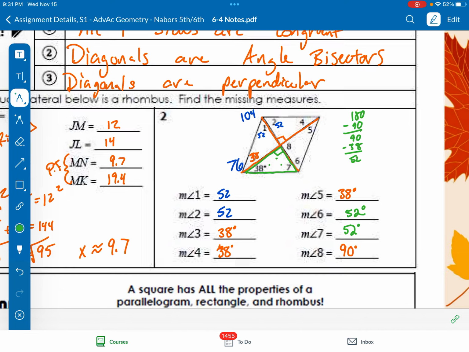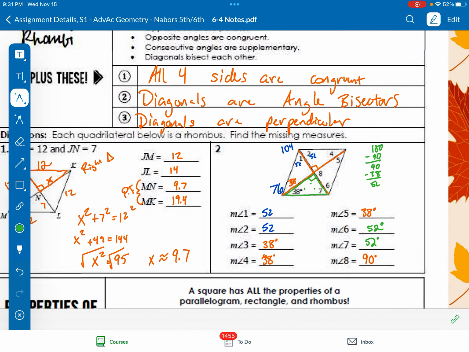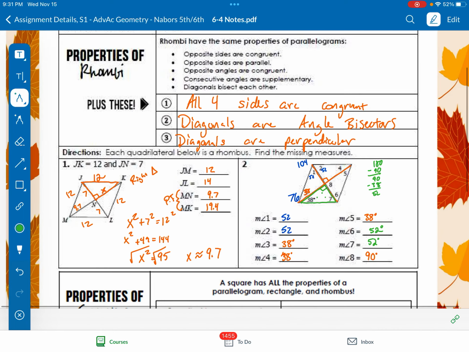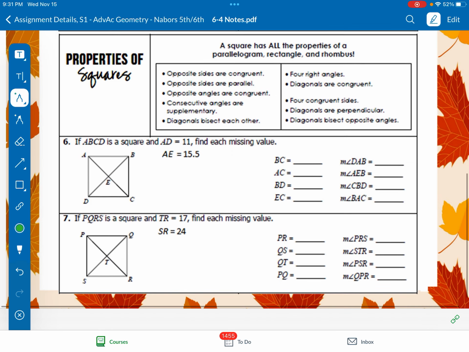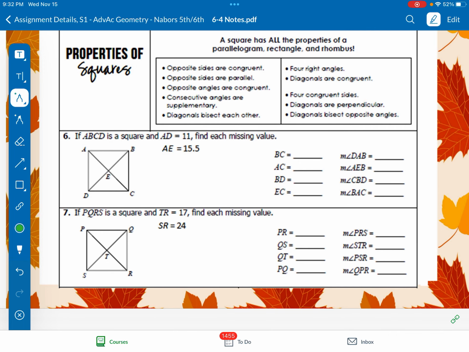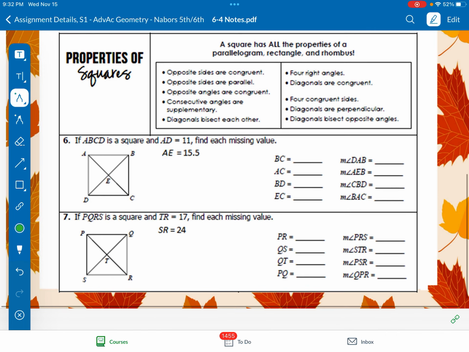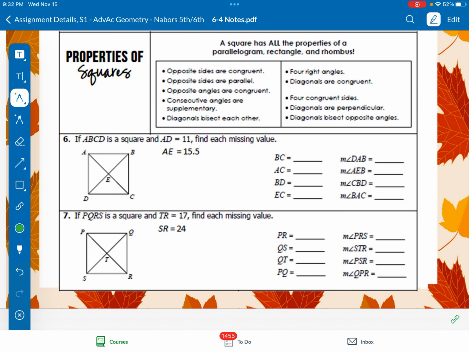All right, so that's what we need to know about a rhombus. Again, these three are unique properties of rhombi. Those are the three things you need to know from a rhombus. Now let's look at a square. Finally, what makes a square a square?